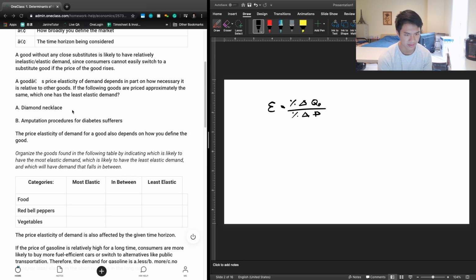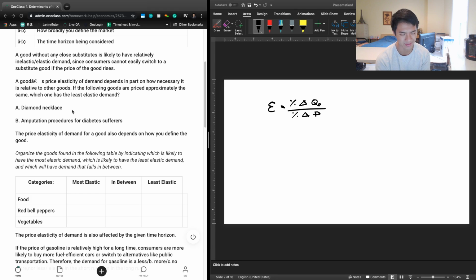A good's price elasticity of demand depends in part on how necessary it is relative to other goods. If the following goods are priced approximately the same, which one has the least elastic demand? And so this is going to that question of necessity, and it gives us two options, a diamond necklace or an amputation procedure for diabetes sufferers. So the question asks us for which one has the least elastic demand, aka the most inelastic demand. And so we're looking for which one of these a price change would not really have an effect on the quantity demanded.